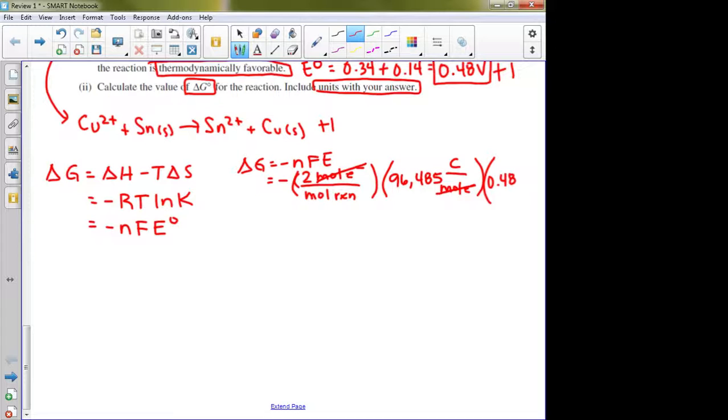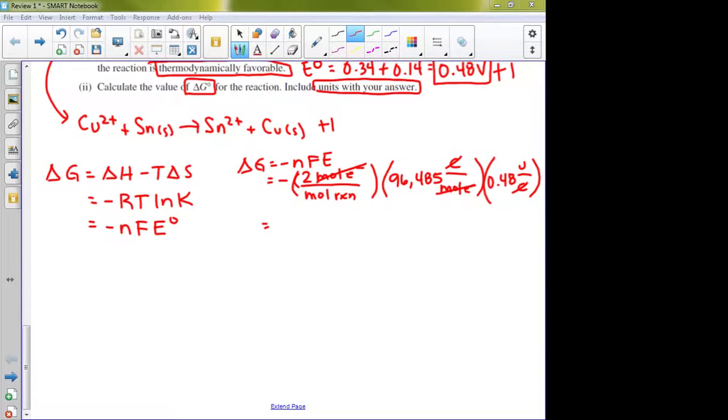0.48 volts. But wait, volts isn't up there. I'm going to start having a panic attack. It does not cancel. But no, I'm not going to have a panic attack, because I look on my equation sheet and it says 1 volt is equal to what? 1 joule over coulomb. So this is 0.48 joules per coulomb. So now my coulombs have what? Canceled.